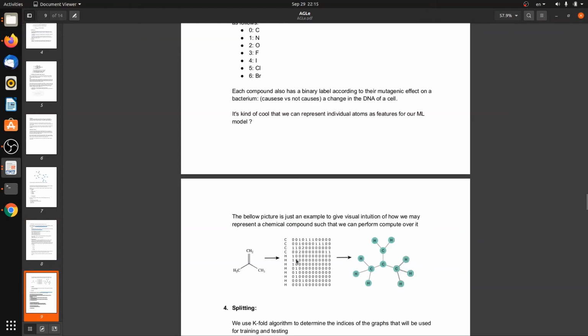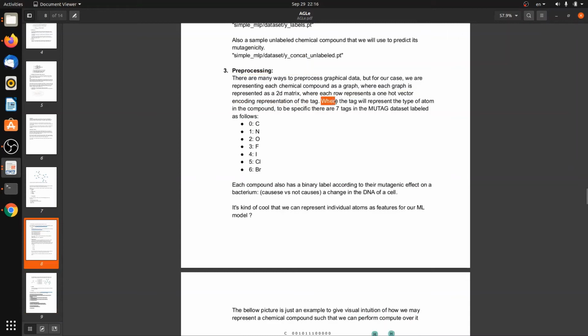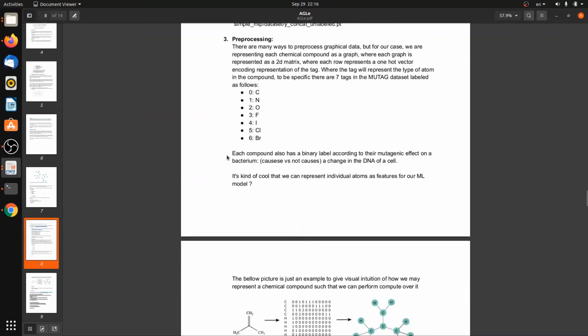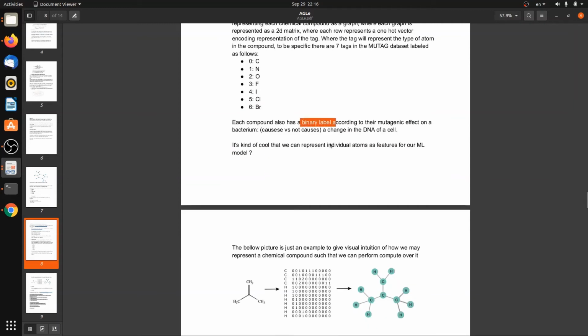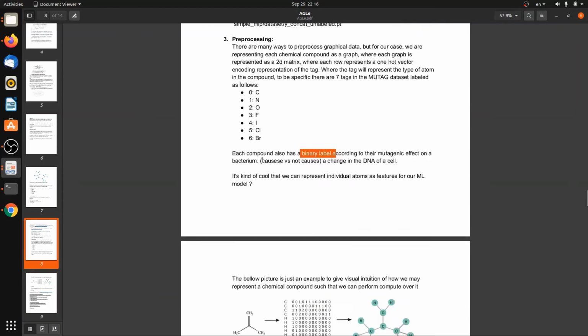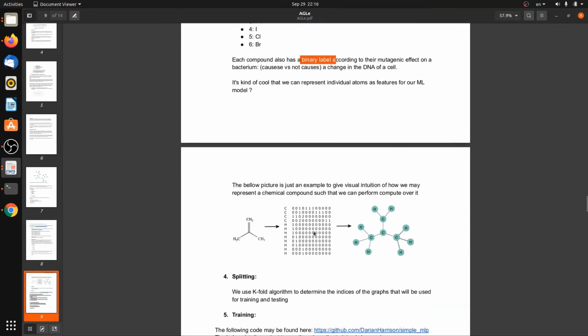We're going to have one-hot vector encoding, and each tag represents the type of atom. We've talked about the binary label, whether it's mutagenic or not. So this is a little bit about how we pre-process the data. In the end, we're going to be doing machine learning by computing with this 2D matrix. It's actually kind of cool that we can represent atoms as computational graphs.